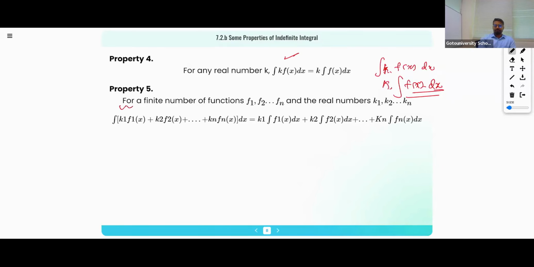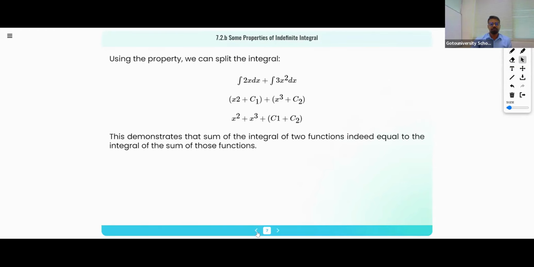And property 5 says if there are n functions f1, f2, f3, fn, and there are k1, k2, k3, like n scalars or n real numbers, and I am integrating them, I can separately take them out, take the k1 outside, and integrate only one function. It is actually a combination of the first few properties. Which property can you tell me? It's a combination of the third property and the fourth property. Yes or no? Check what the third property is saying.